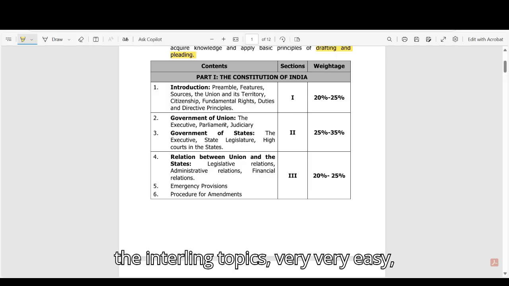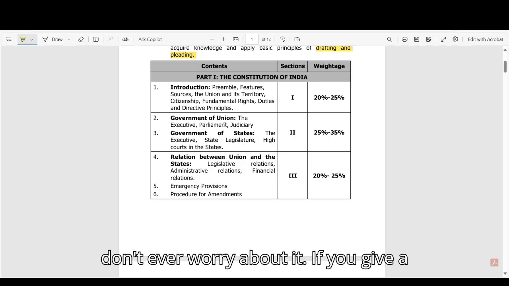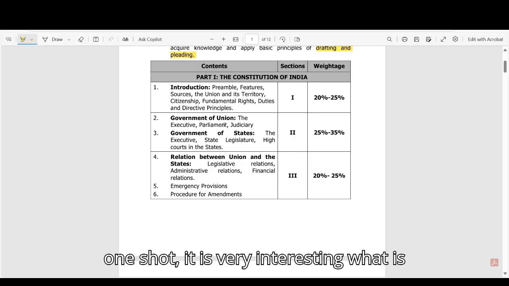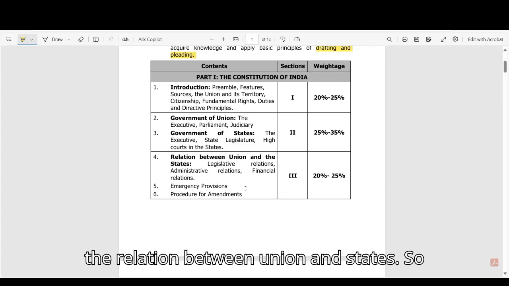These are interlinked topics, very easy. Don't ever worry about it. If you give it one shot, it is very interesting. What is the relation between union and states?